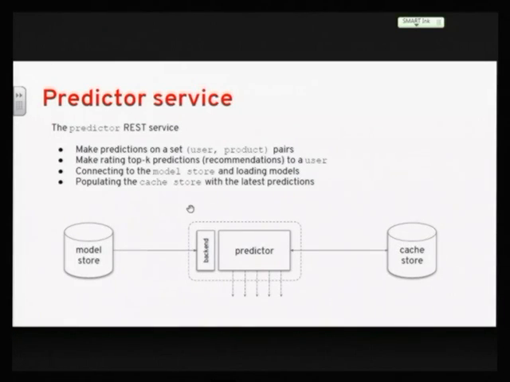Or you can do top K predictions. So you can just ask, what are the best products for this user? What is the stuff that he's going to like? Or we can ask reversely, which users are the best suited for this product? So which users are more likely to like this product? And the predictor then connects to the model store to fetch the models and stores the predictions in a cache store if they're not present at the cache store.